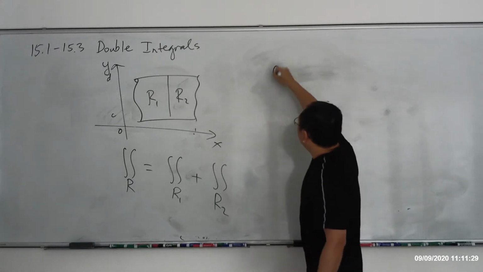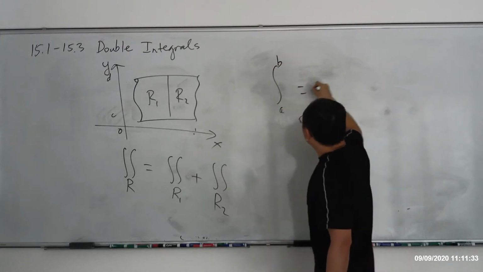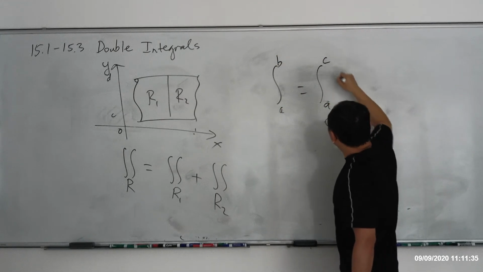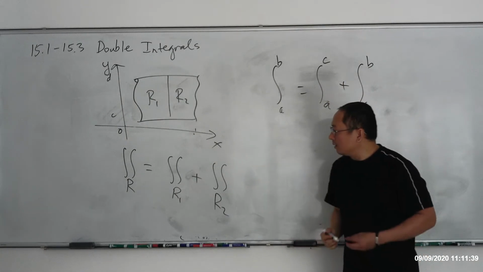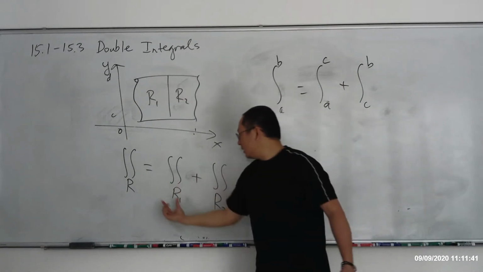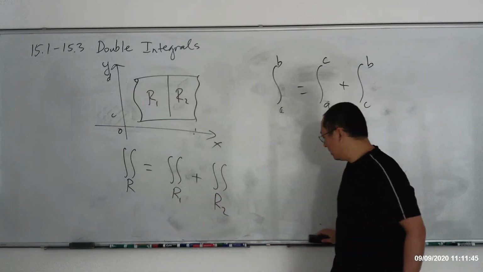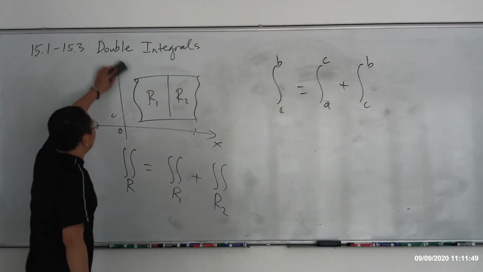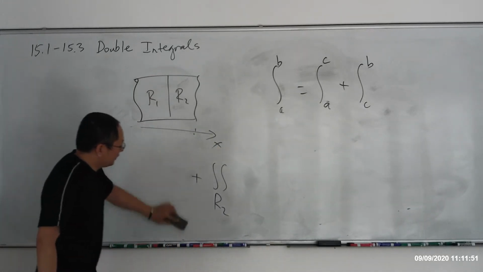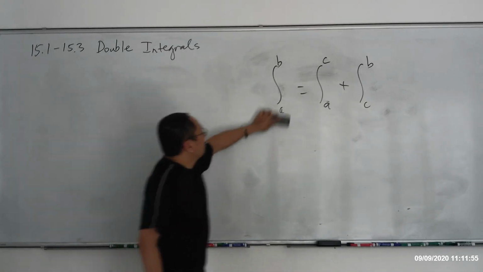It's similar to a single integral from a to b. You can cut it into the integral from a to c, plus the integral from c to b. Remember, in Calc 1, same idea here. If the entire R is equal to R1 plus R2, then you can do the same thing. And this is officially the end of 15.2.